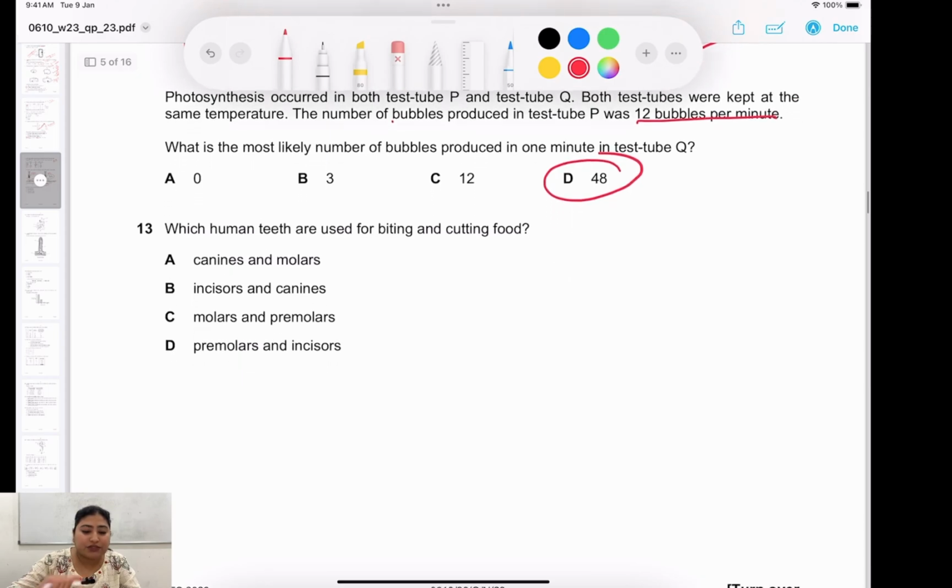Moving to the next question, question number 3. Now this is a very easy question. You have to answer which human teeth are used for biting and cutting food.